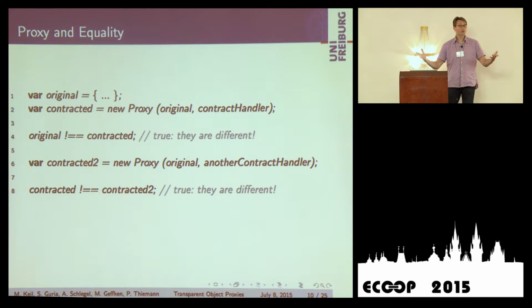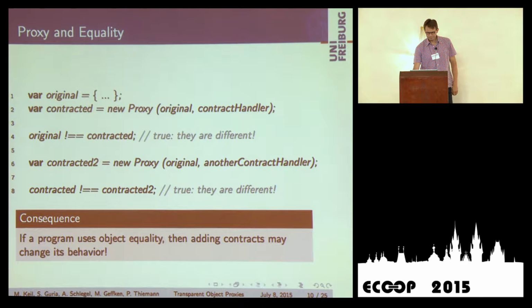But initially, before you inserted the contract, they were equal. Similarly here, I'm using the same original object, I plug another contract on top, and again, they're different. So if I have different contracts applied to the same thing, they're different. The consequence is, if a program uses object equality, then adding contracts may actually change its behavior.